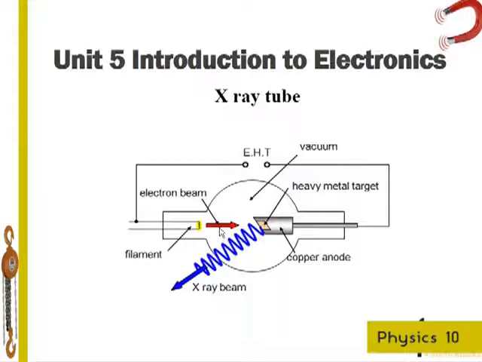And when the electron beam hits this target which is on the copper anode, and this is a very heavy metal target, then what happens is X-rays are released. So what we get in effect is an X-ray beam.